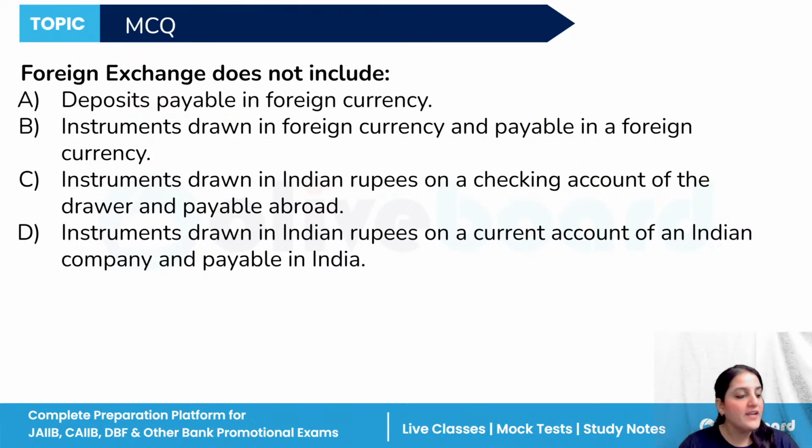Next question. Foreign exchange does not include: the four options are given: deposits payable in foreign currency, instruments drawn in foreign currency and payable in foreign currency, instruments drawn in Indian rupees on a checking account of the drawer and payable abroad, and instruments drawn in Indian rupees on a current account of an Indian company and payable in India. We have to tell what foreign exchange does not include.